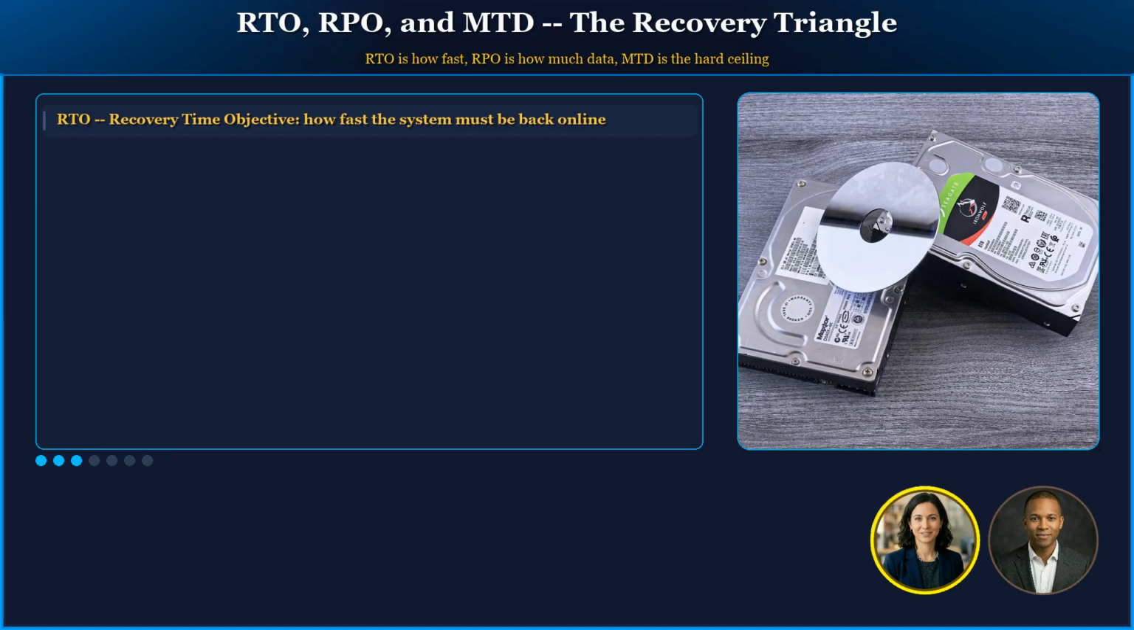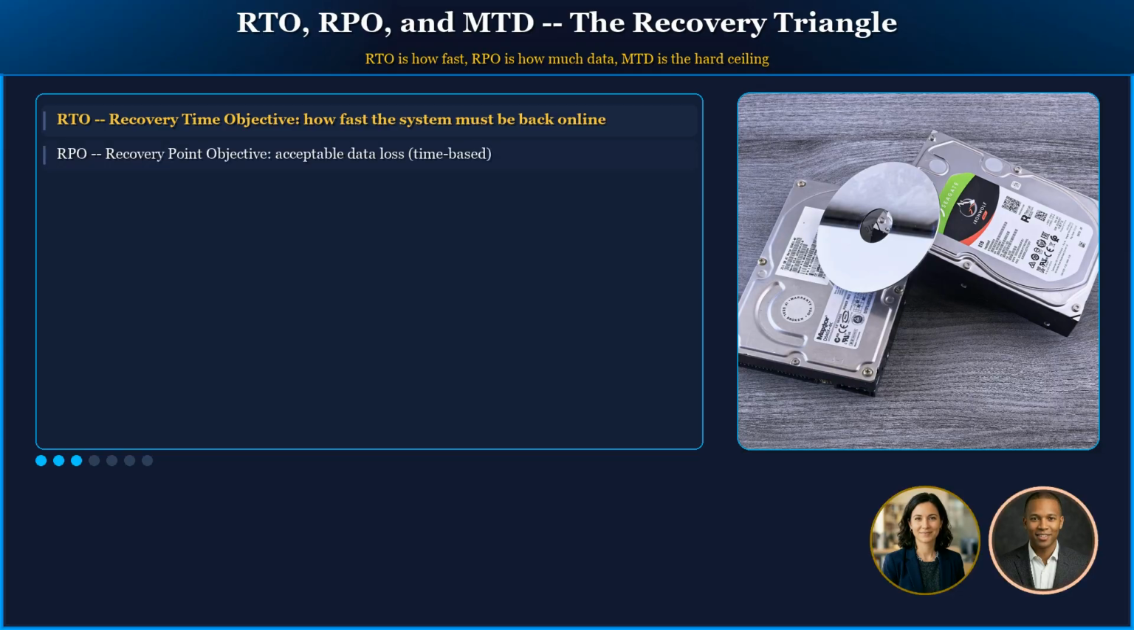3 metrics: recovery time objective, recovery point objective, and maximum tolerable downtime. Form the recovery triangle for every system in your business continuity plan. These are the most heavily tested business continuity plan concepts on the CISSP exam. The exam loves to test whether candidates keep them straight under pressure.